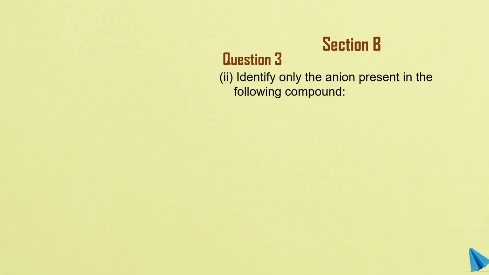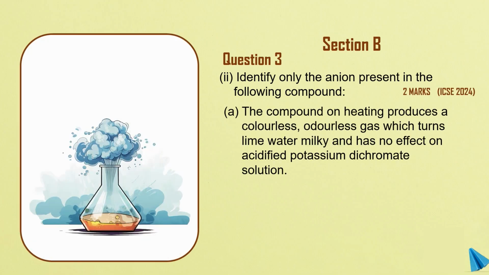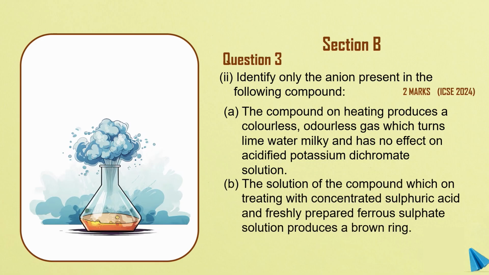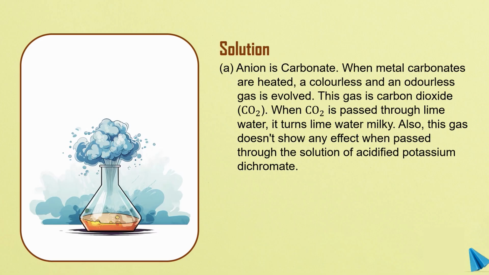It says identify only the anion present in the following compound. The compound on heating produces a colorless, odorless gas which turns lime water milky and has no effect on acidified potassium dichromate solution. The second question says, the solution of the compound which on treating with concentrated sulfuric acid and freshly prepared ferrous sulfate solution produces a brown ring. The solution to the first question is: the anion is carbonate.